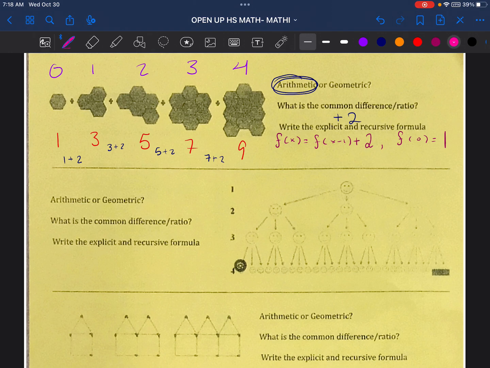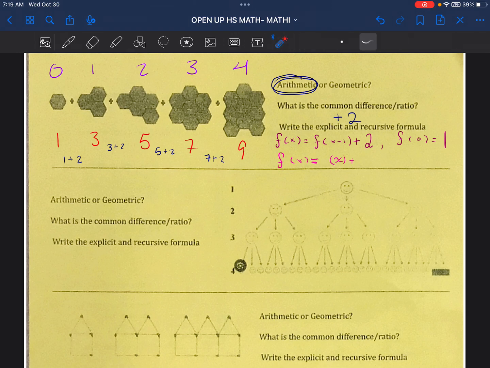Next up, we've got our explicit formula. If I were to write out the generic version, I would say f of x equals my common difference times x plus my first term. Again, I'll just erase what I have written right here, because I already know what the common difference is, and I already know what the first term is. So this is going to be easy to fill in.